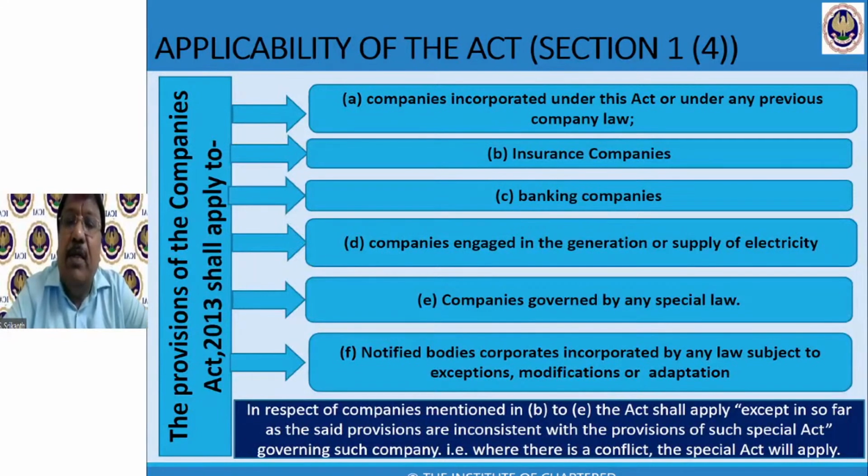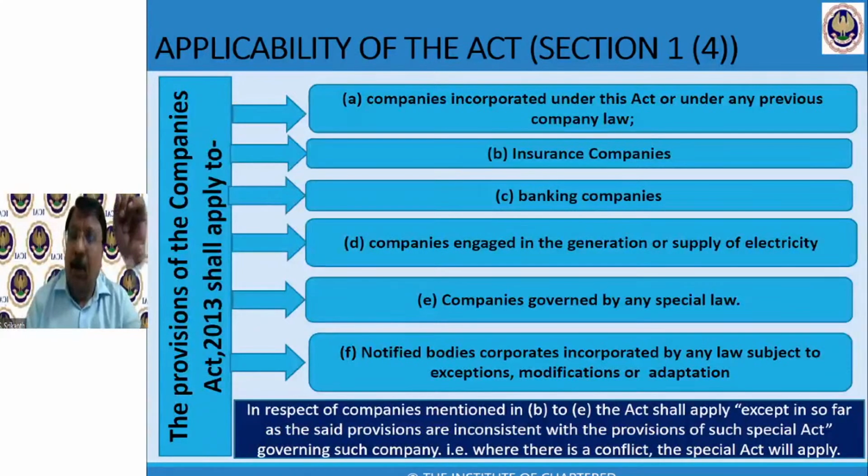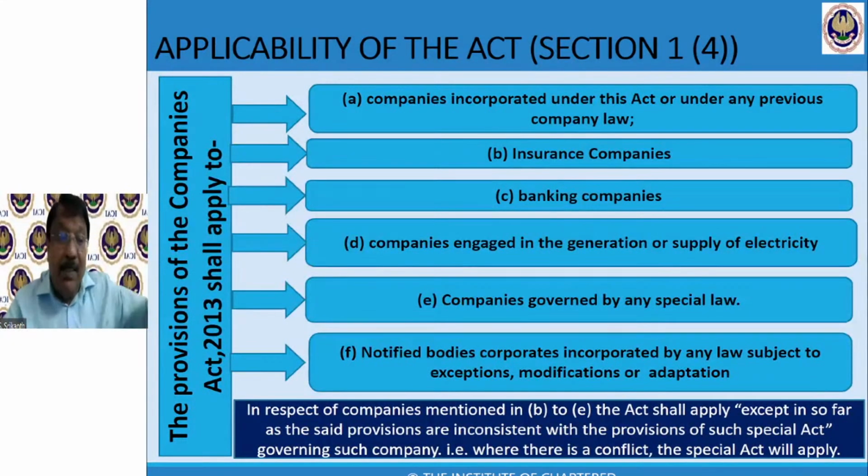And notified bodies incorporated by any law, subject to exceptions, modifications or adaptation. In respect of companies mentioned in B to E, the Act shall apply except insofar as the said provisions are inconsistent with the provisions of such special Act. Where there is a conflict, the special Act will apply. For example, if the Reserve Bank of India Act or the Banking Regulation Act says something, then that will apply and not the Companies Act. In many cases, the Companies Act itself will exempt some of these companies. We'll see that when we come to it.